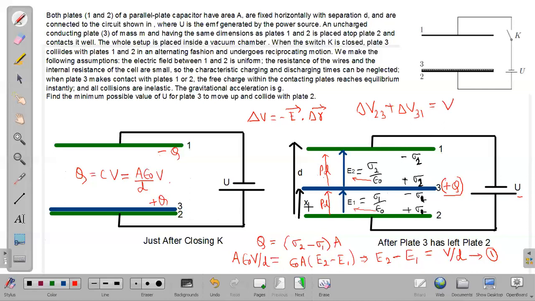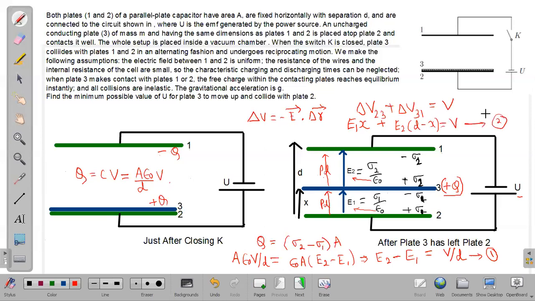The potential difference in magnitude form can be written as the product of electric field and the separation. Because the electric fields are uniform, delta V23 is E1 times the separation between the plates, small x, plus delta V31, which is E2 times the separation D minus x, and this equals V. That is my second equation.